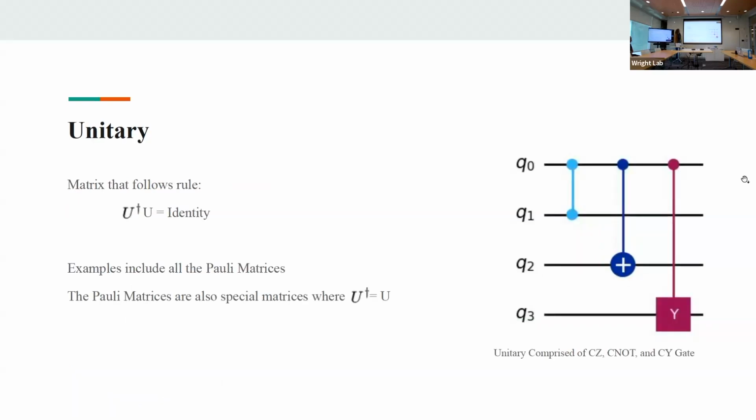A unitary is a matrix which follows the rule U dagger times U is equal to the identity matrix. So all the Pauli matrices are unitaries, and the Pauli matrices are also Hermitian matrices, where U dagger is equal to U. And then if you tensor matrices which follow these properties together, they retain said properties. So for example, this circuit over here, which is built with a CZ gate, a CNOT gate, and a CY gate, is also Hermitian and a unitary, because each matrix in it is Hermitian and a unitary.